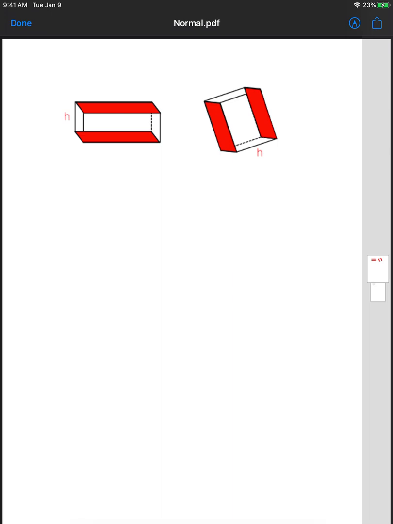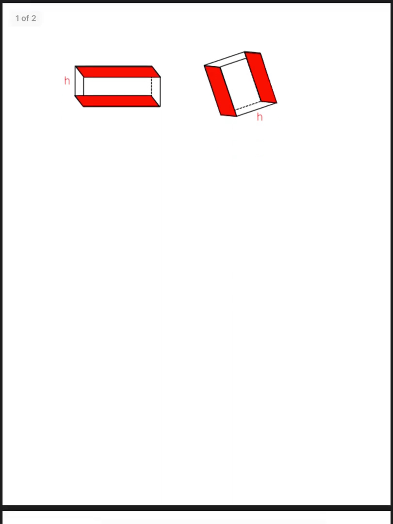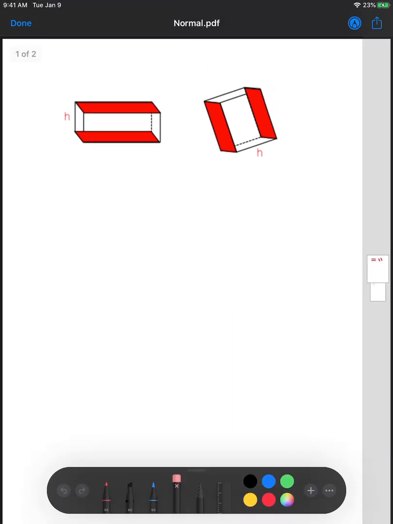All right, we're going to start our next lesson, and this one is about surface area. So I'm going to write that down. Of rectangular prisms, and I have some examples of rectangular prisms.